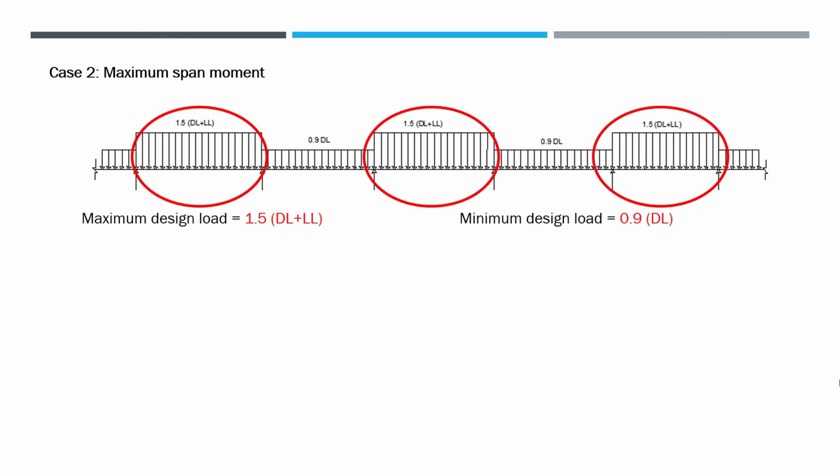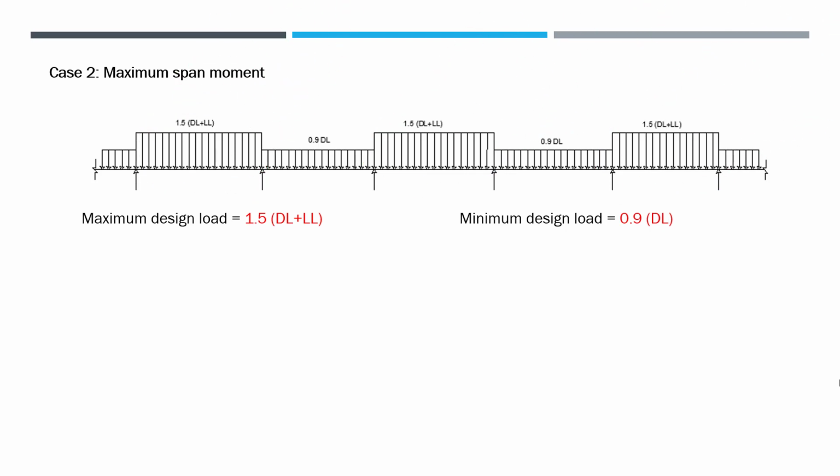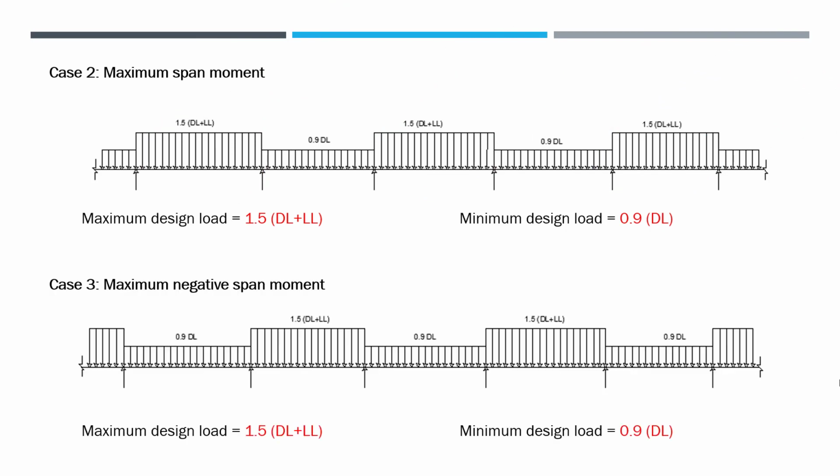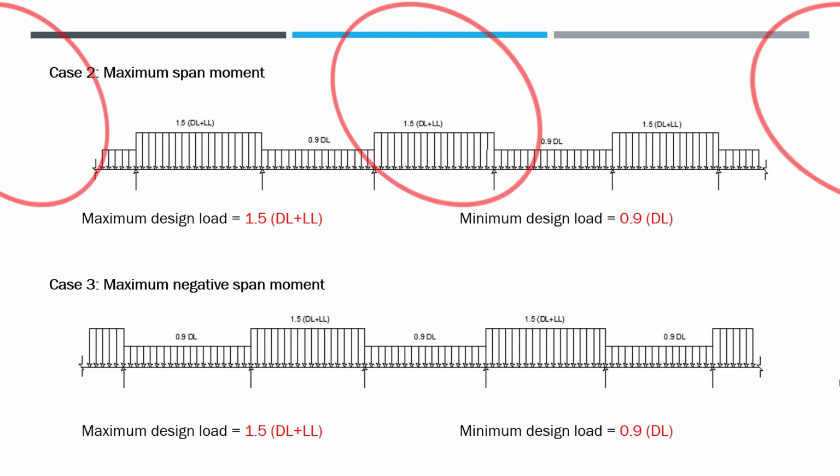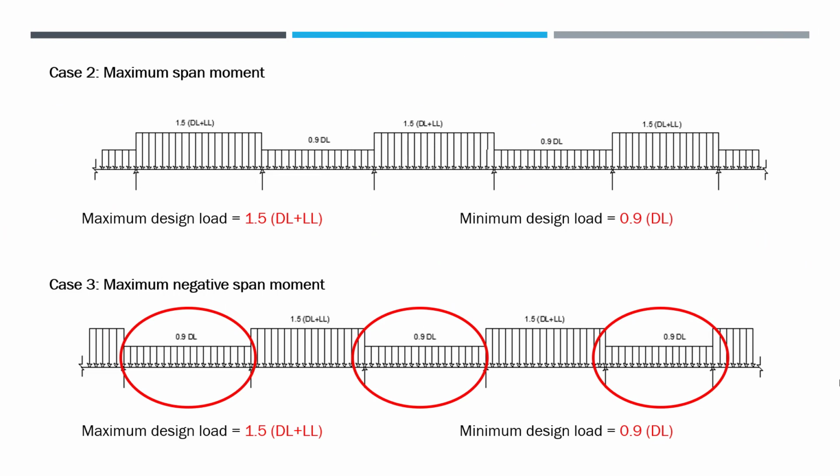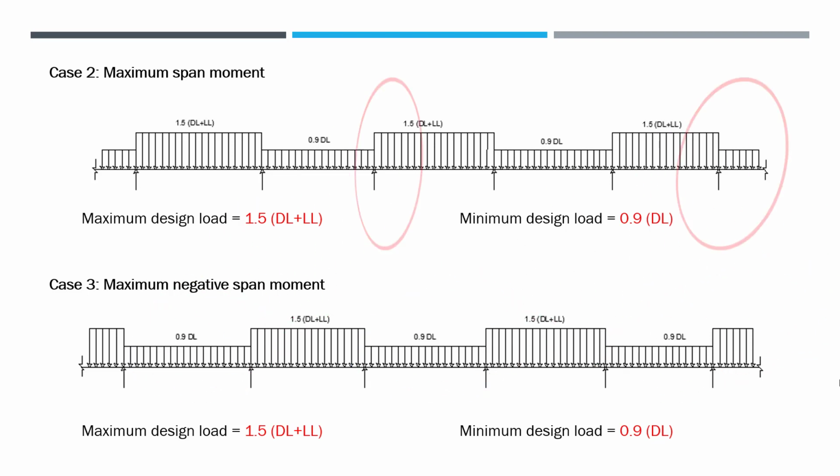Second arrangement is maximum span moment. The span under consideration and all other alternate spans shall be fully loaded with maximum design load of 1.5 times dead load plus live load, whereas all other spans will carry minimum design loads of 0.9 times dead load. Last case is the maximum negative moment in span. The span under consideration and all other alternate spans shall be loaded with minimum design load of 0.9 times dead load, whereas all other spans should carry maximum design load of 1.5 times dead load plus live load.